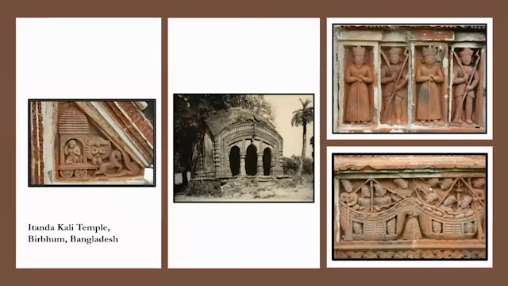This is Itonda Kali temple in Birbhum, West Bengal. This temple is dedicated to Kali, but scenes from Ramayana are depicted. Also, the secular scenes are exquisite representation of war between two naval fleets and Christian missionaries.